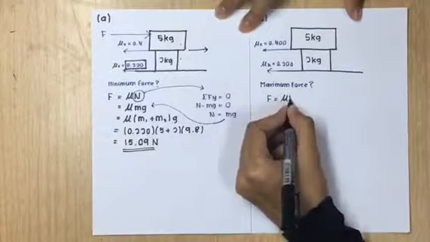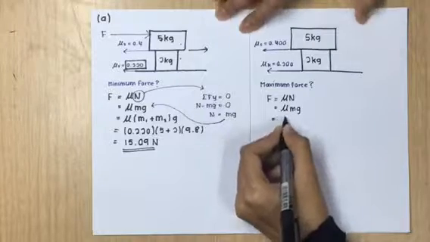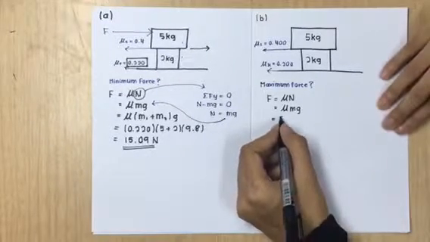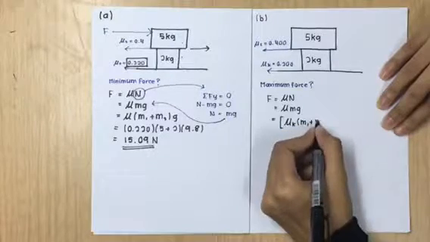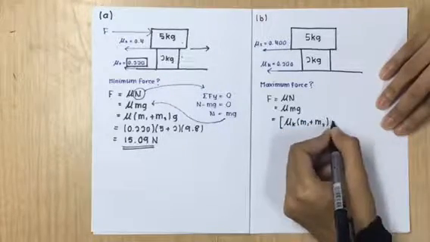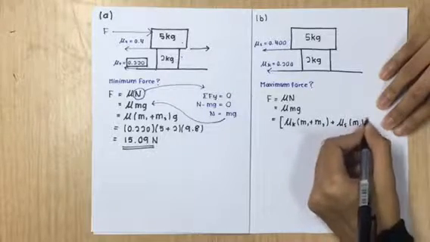So we're still using the same equation, which is F equals μN and F equals μmg, and we are using both μ's, between the 2 blocks and between the lower block and the floor. And for the μ between the lower block and the floor, we're considering both masses, but for the μ between the 2 blocks, we're only considering the mass of the top block.